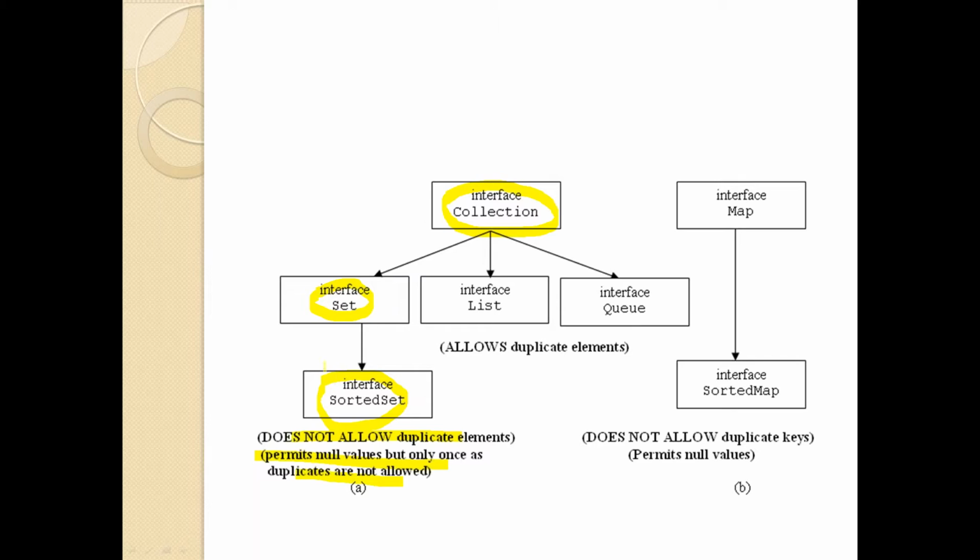Whenever someone asks what is set, we need to tell: set does not allow duplicates. The feature of list and queue is that they allow duplicates. And you have another category, map and sorted map. Whenever I'm talking about map and sorted map, it stores in the form of key and value, that is key comma value. If you want to store some value, you need to pass some key also. That is the feature of map and sorted map: does not allow duplicate keys, permits null values.